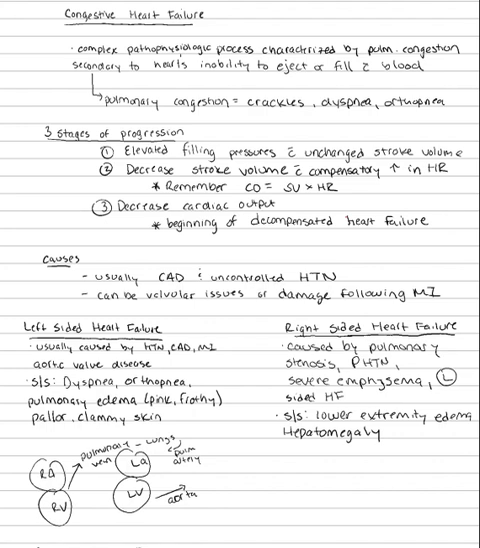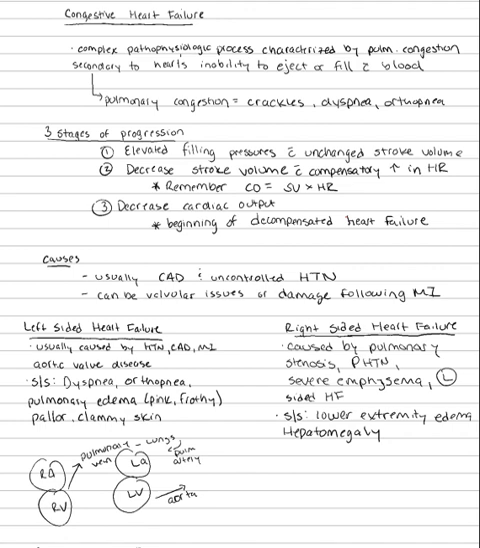And the third stage of heart failure is decompensated heart failure, which is where the cardiac output actually begins to decrease as either the heart can't keep up with increasing the heart rate any further, or there are further decreases in stroke volume. The causes of heart failure typically are coronary artery disease and or uncontrolled hypertension. Can also be caused by valvular issues or damage following a myocardial infarction. There are other causes, but these are mostly what you're going to see.